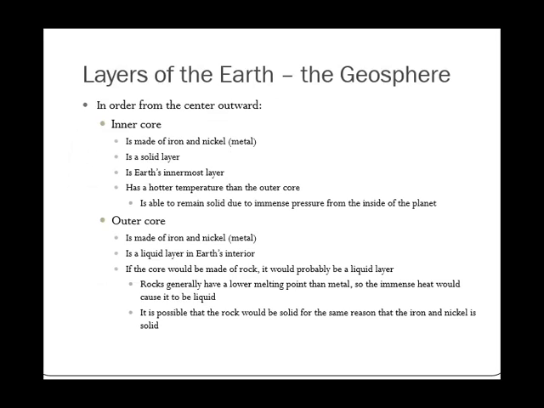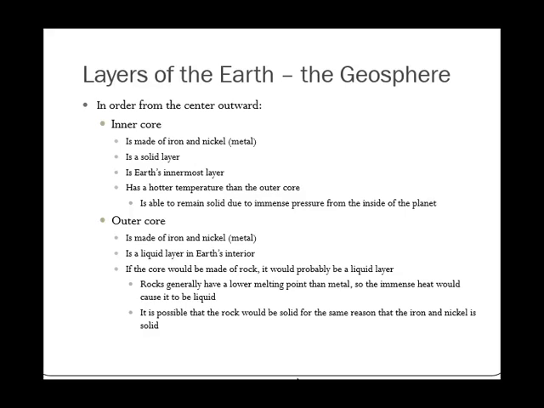Okay, now we're going to shift gears a little bit and get into Earth science. The first issue is the layers of the Earth, sometimes known as the geosphere. There are 4 layers of the geosphere. Geosphere means the layers of the Earth, starting from the middle of the Earth, working your way all the way out to the ground itself.